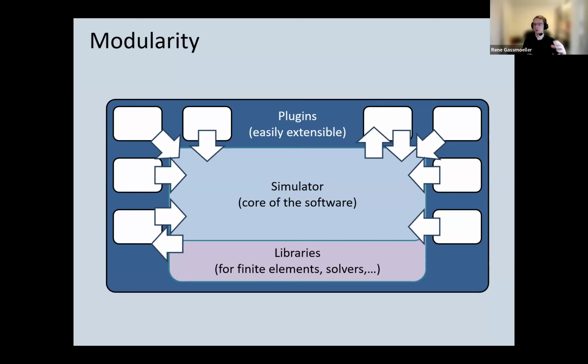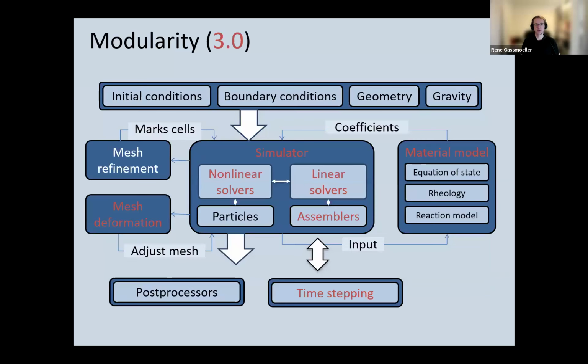And these plugins are simpler because they only focus on one particular task. To give you an example for what that looks like, we have different systems for the initial conditions, the boundary conditions, the geometry, and the gravity in the model. You are probably familiar with those. They interact with the core simulator, and the core simulator also interacts with the adaptive mesh refinement system and the material model. What I marked in red here on this slide are all of these systems that experienced a major overhaul in this Aspect 3.0 release.